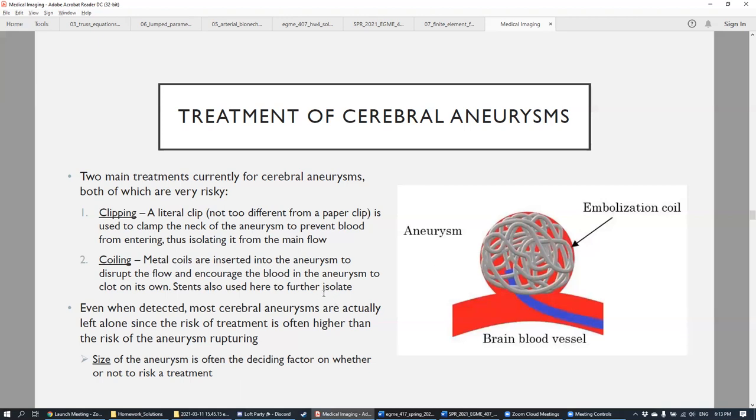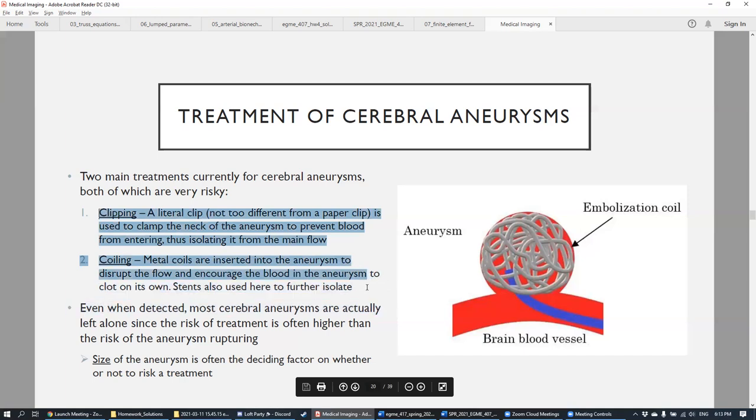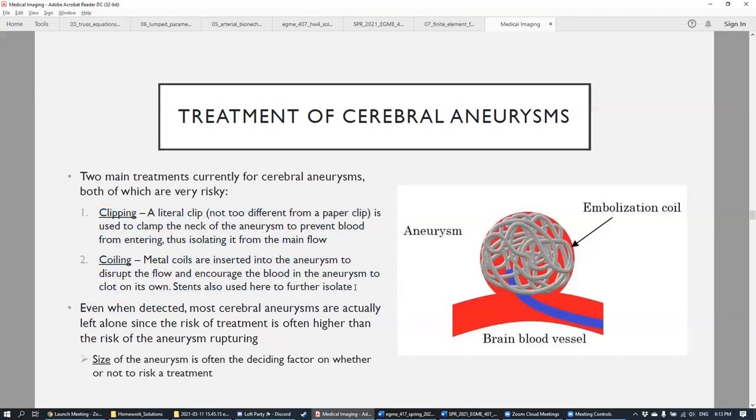And with coiling here, stents are also used to help isolate it further. But even though both of these options seemed kind of cool when I first heard them, they're still insanely risky. You're talking about surgery on the blood vessels in your brain, so even just treating an aneurysm is an extreme risk.